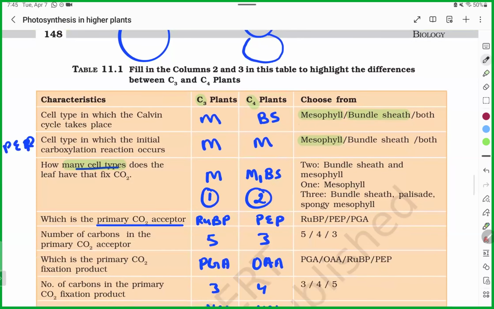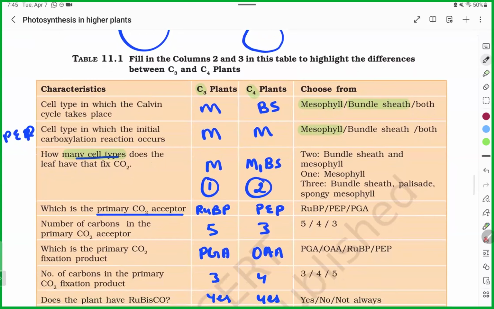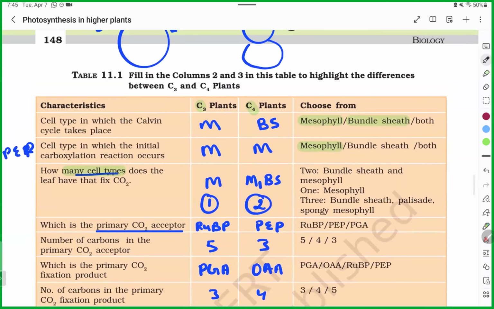Next, Nirjala. How many cell types does the leaf have that fix CO2, in C3 and C4 plants? C3 has only one, the mesophyll, and C4 has two, mesophyll as well as bundle sheath. Jordan, the primary CO2 acceptor in C3? RuBP, a 5 carbon compound, right? And in C4 plant it's PEP, a 3 carbon compound.